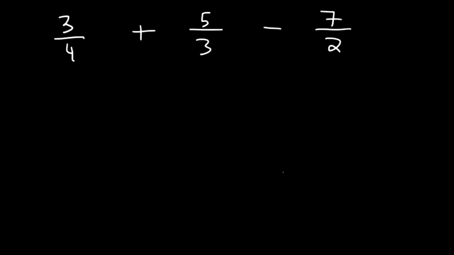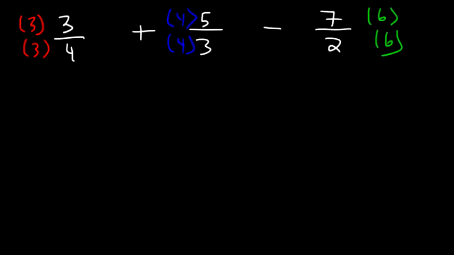So now that we know the least common denominator is 12, let's multiply each fraction in such a way to get 12. The first fraction, let's multiply the top and the bottom by 3, because 3 times 4 is 12. The second one, let's use 4. And for the last one, let's use 6.